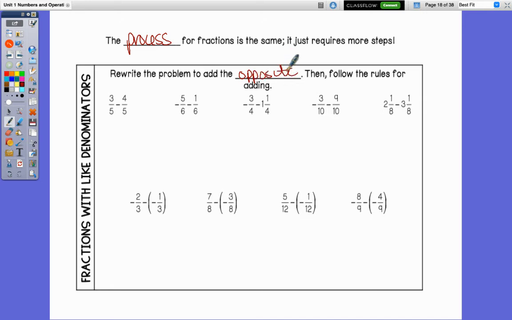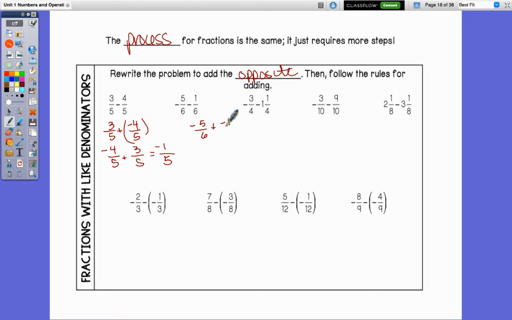Opposite. And then follow the rules for adding integers. So we're going to do the same thing here. And I have 3/5 plus -4/5. Now, my -4 is bigger, so I want to rewrite it like this because now I can subtract. 4 minus 3 is 1, and it's a -1, and I keep my denominator.